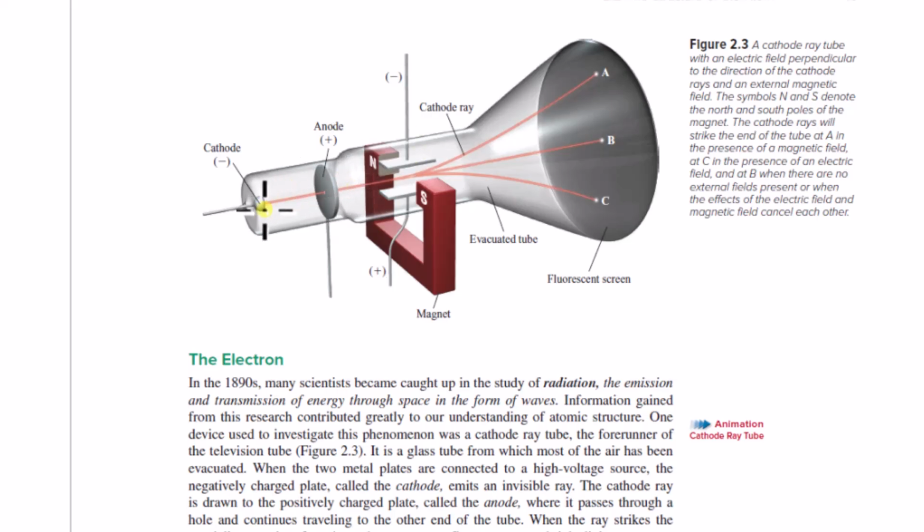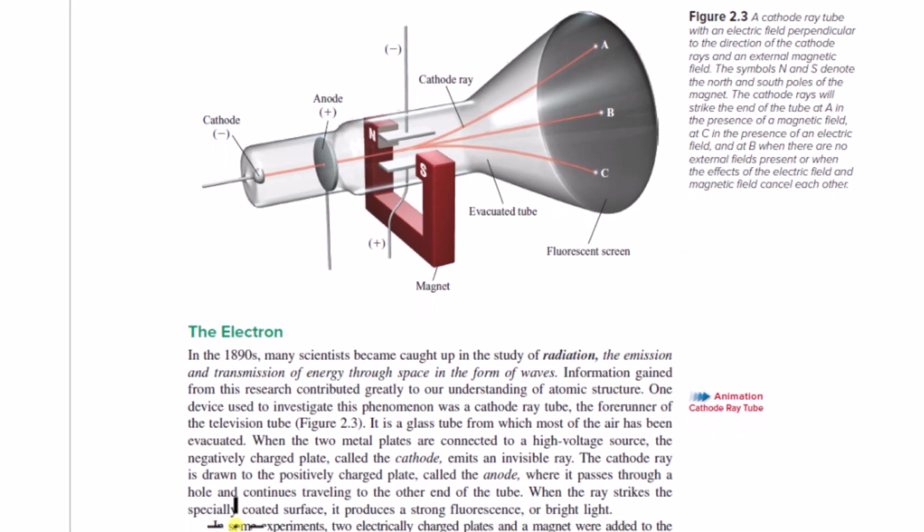Now, the high voltage in combination with the vacuum allows this phenomenon to take place. Something goes from the cathode, is attracted to the anode, and then passes through this hole and continues to this coated surface, where it produces this fluorescence, or bright light. So even though they couldn't see the ray, they knew something was there because of the detecting screen.